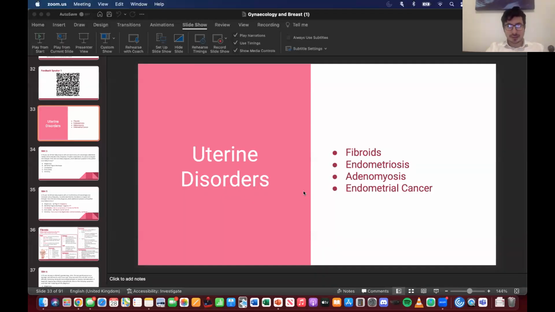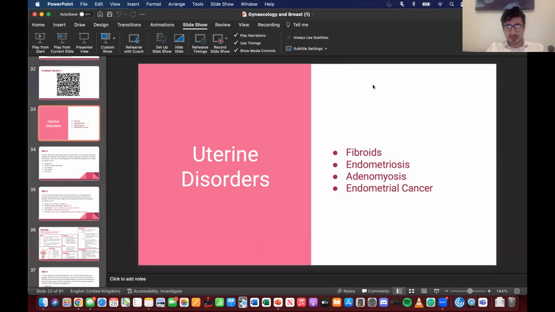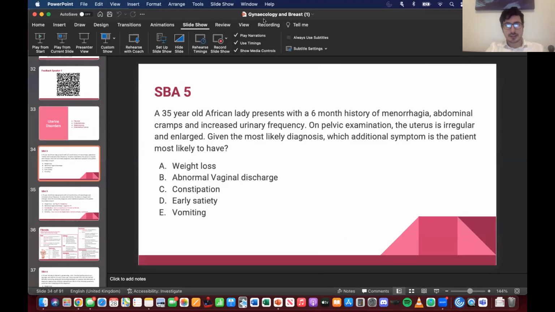So I'll share my screen and we'll start the second section, which is going to be uterine and ovarian disorders. Great. So we'll start with the uterine disorders, which are very high yield, and we can start with an SBA. So I can launch.